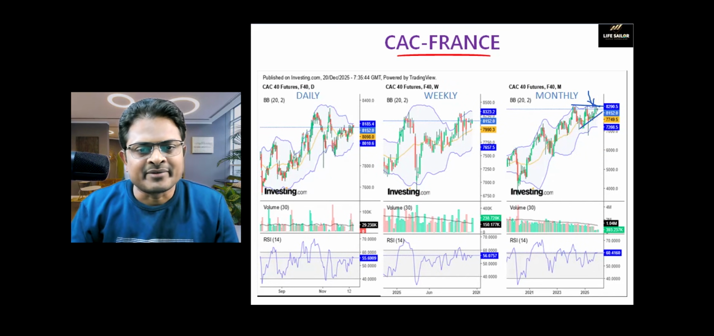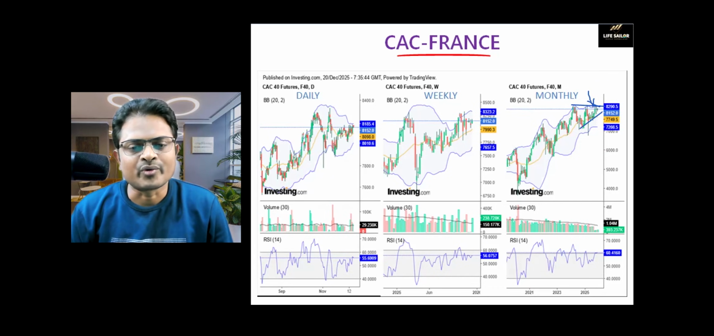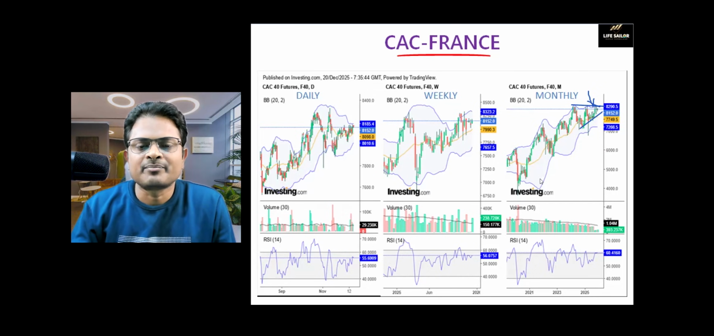CAC France, on the monthly chart, price is trading at resistance. So France is a sideways market. We can clearly see from the daily, weekly, monthly that RSI is also between 40-60, and people who are following RSI know 40-60 is a sideways band. Whenever price is trading between RSI 40-60, it is considered as sideways movement.